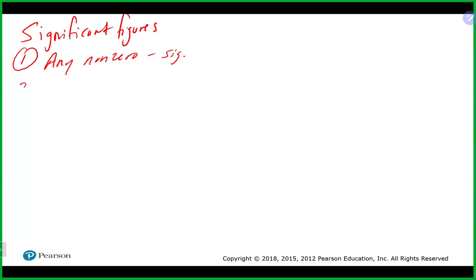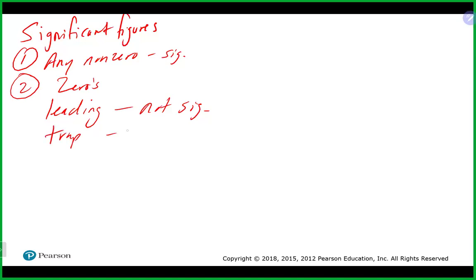Then there's zeros, and there are three types of zeros that we talked about. There are leading zeros, which are all the zeros that come before you hit that very first non-zero number, and those are not significant. You can have as many as you want. As long as they come before that very first non-zero, they will not be significant. There are trapped or captive zeros, and those are significant. These are zeros that are between two non-zero numbers, like 4004. Those would be significant.